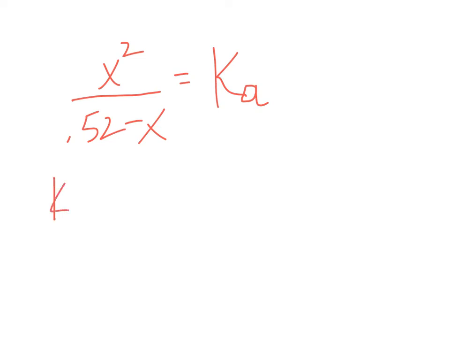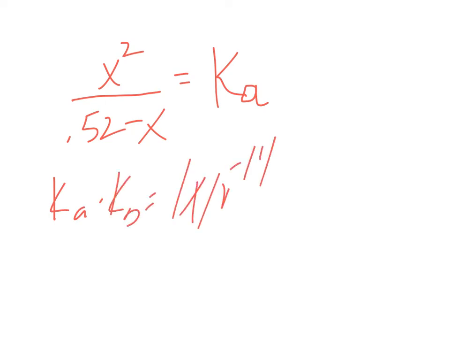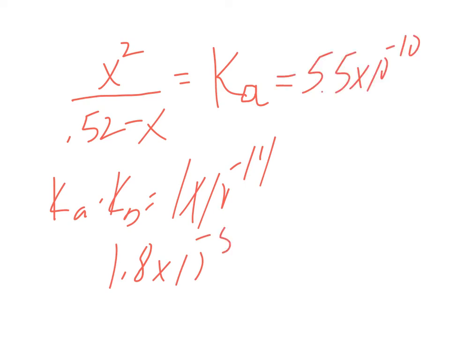Furthermore, I know that Ka times Kb should equal about 1 times 10 to the minus 14. And I think I gave you that the Kb value for ammonia is 1.8 times 10 to the minus 5. Substituting in, I divided it and found out that Ka for the ammonium ion is about 5.5 times 10 to the minus 10.